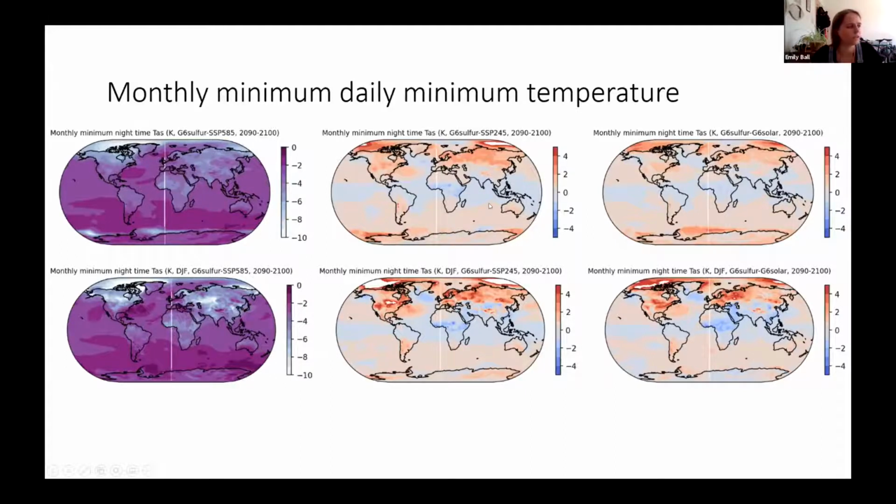And then comparing the sulfur experiment to SSP245, this shows that actually the nighttime temperature extremes are slightly warmer in the sulfur experiments than in the SSP245, and you can see that a lot of this is accounted for by the presence of sulfur rather than the reduction of the solar constant, by looking at these two plots.